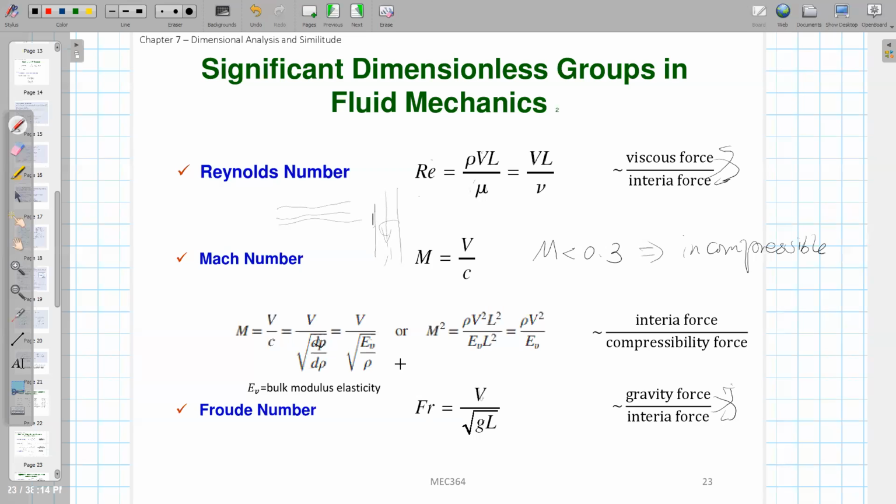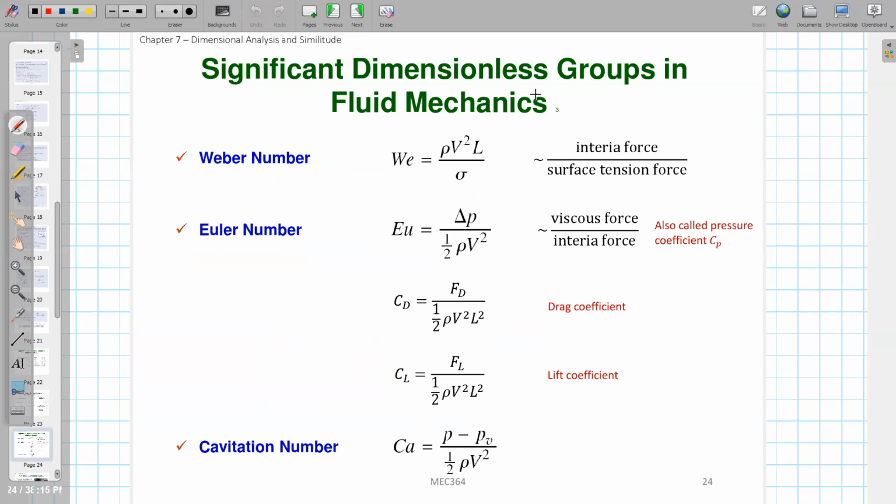Okay, so these are, I would say, the most commonly seen dimensionless parameters you are going to see in fluid mechanics, especially these two, the Reynolds number and the Mach number. Reynolds number tells you whether the flow will be laminar or turbulent, and the Mach number tells you whether the flow is compressible or incompressible.